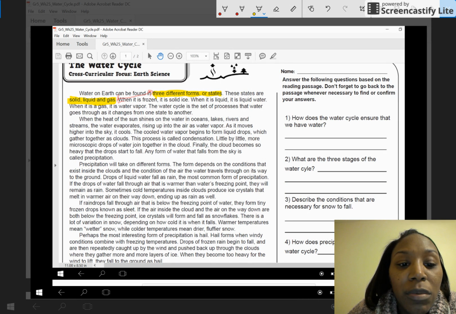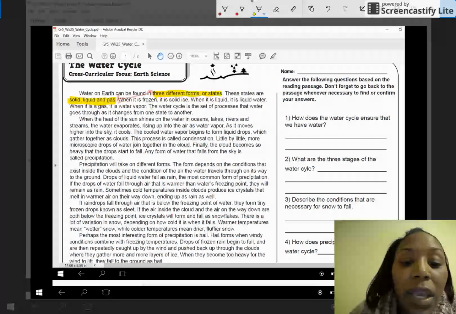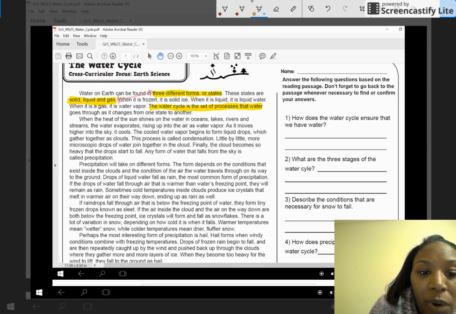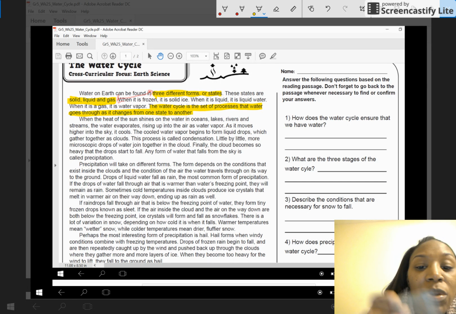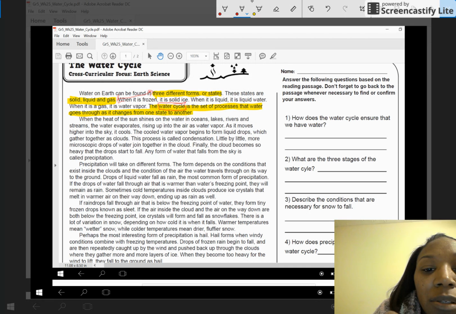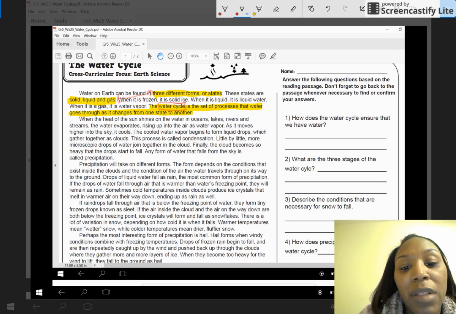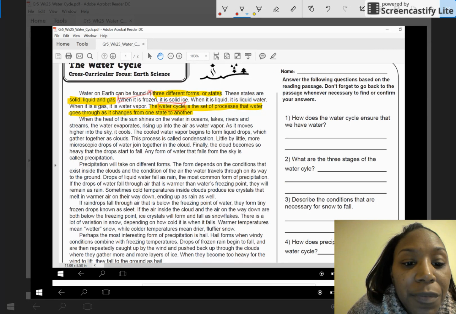Because I know what a solid, a liquid, and a gas is, I'm not going to underline when it's frozen, it's ice. But I am going to look here at the water cycle is a set of processes that water goes through as it changes from one state to another. Now, this is a definition. So, in order for me to know specifically what I'm defining, I'm going to put a little box around the water cycle because that's what this sentence is telling me, that the water cycle is a set of processes that water goes through. So, let's look at the next paragraph.